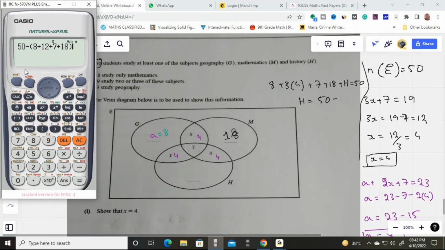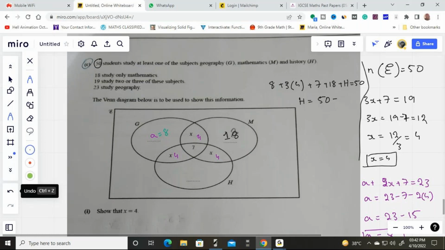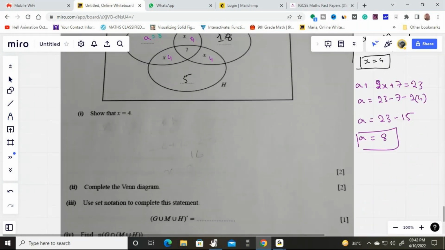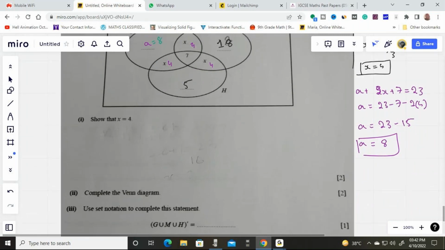That's what we are getting. So it's equal to 5. So 5 students study only history. That's how we fill up. We have already done how we get the value of x. So part 1 is also accomplished, and we have accomplished the Venn diagram too. So parts 1 and 2 are done. We are going to check this out now.